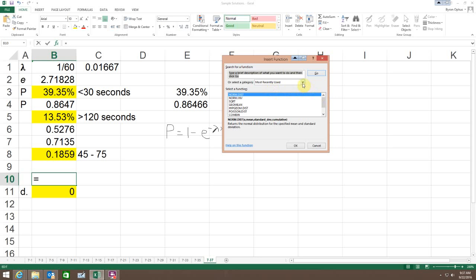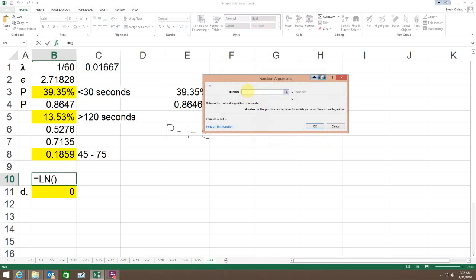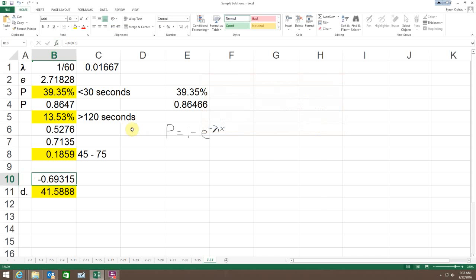That's probably under math and trig would be my guess, as opposed to under stats. Okay, and it's this ln, which returns the natural logarithm of a number. So let's click on that. There's probably other ways to do this, charts and those types of things, but yeah. I click OK. My number is 0.5, right? Your guys's will be 0.9, and so that gives me that number. Then I just use the rest of the formula.